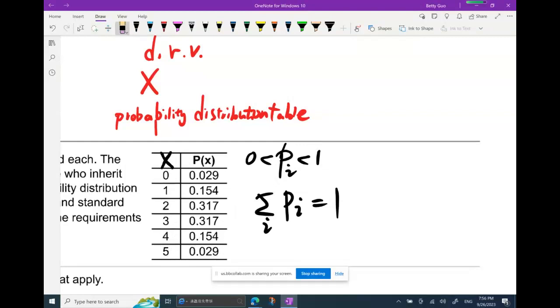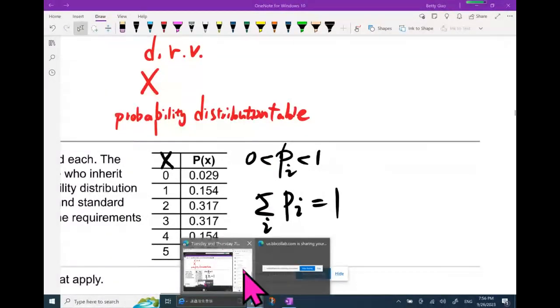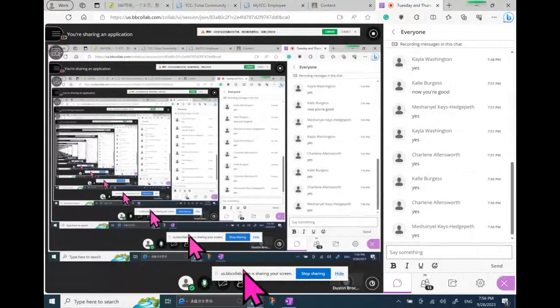Let me know if you understand the two conditions. Yeah, in order for a table to be a probability distribution, okay, no questions. Okay, awesome.